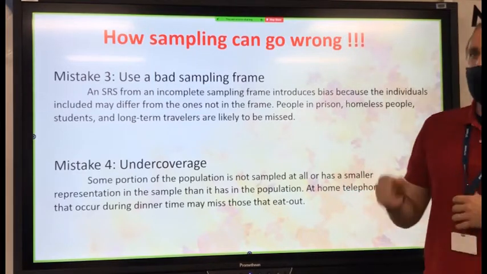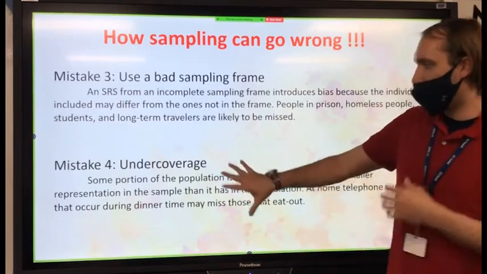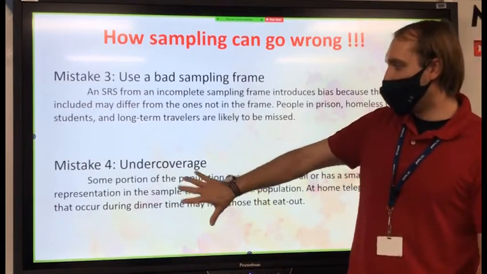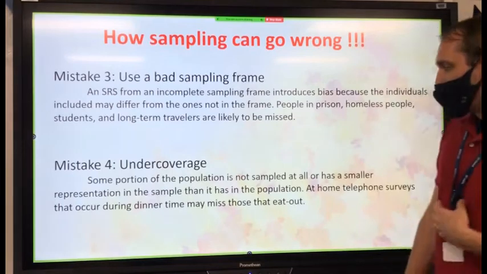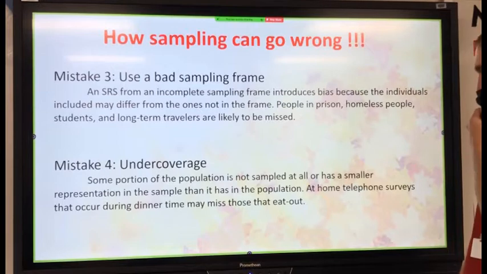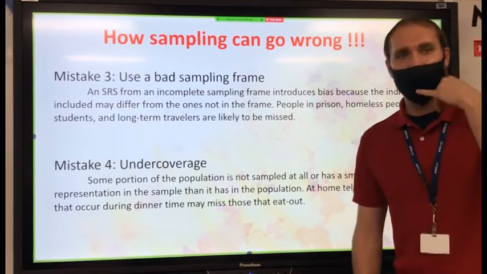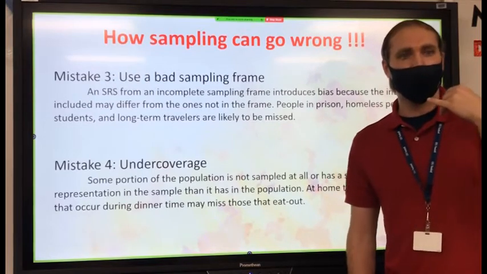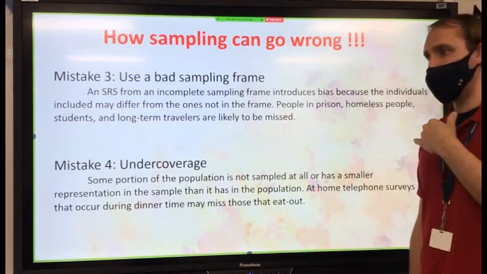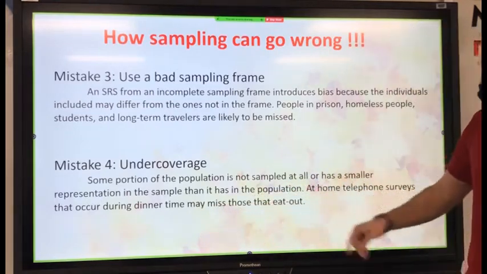So again, say if they went out and called people randomly, actually that goes into mistake number 4. Undercoverage. Some portion of the population is not sampled at all or has a smaller representation in the sample than it has in the population. For example, at-home telephone surveys. They call you up: hey, just let us know who you're going to vote for. That way they can get a good read on what the election is going to come out to be. That occurs usually during dinner time and may miss those that eat out.